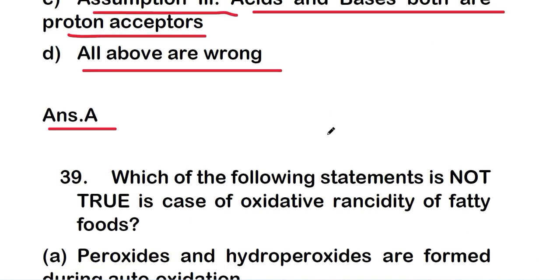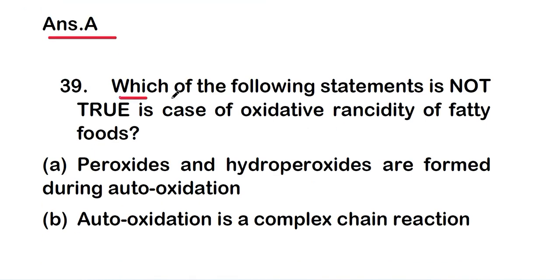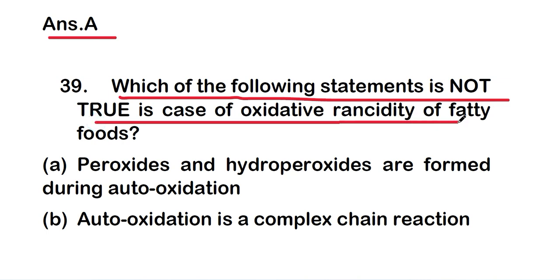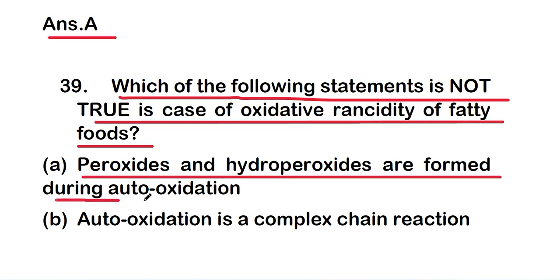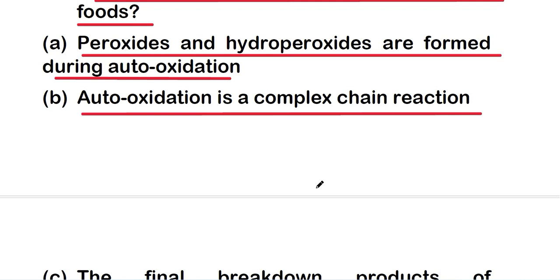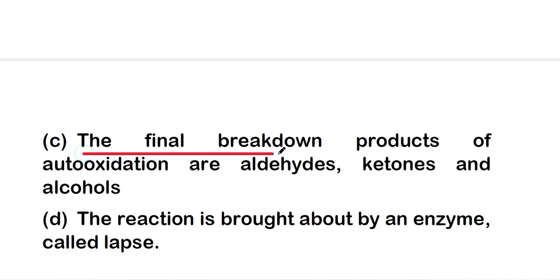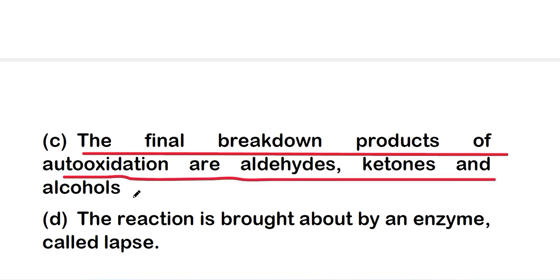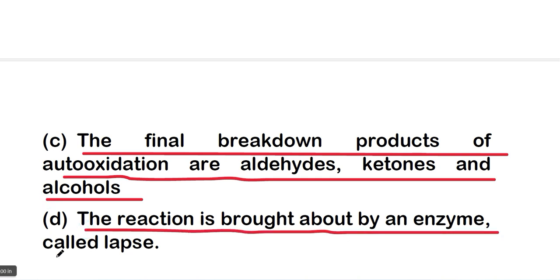Okay, so let's move on to question number 39, that is which of the following statements is not true in case of oxidative rancidity of fatty food? Option A is peroxides and hydroperoxides are formed during autooxidation, or option B, that is autooxidation is a complex chain reaction, or option C, that is the final breakdown products of autooxidation are aldehydes, ketones and alcohols, or option D, the reaction is brought about by an enzyme called lipase.